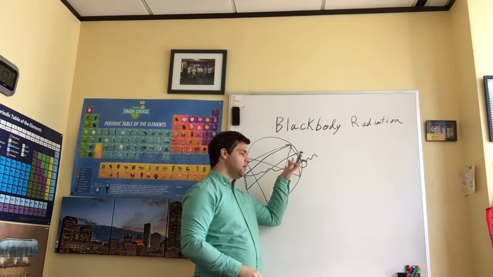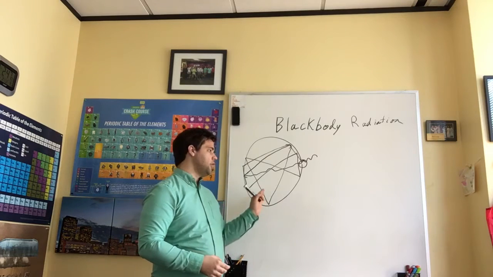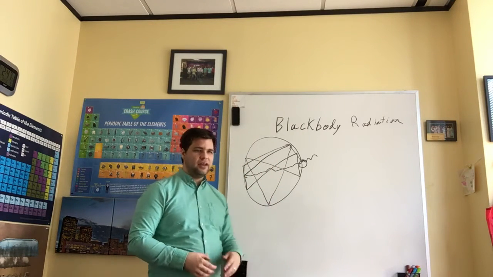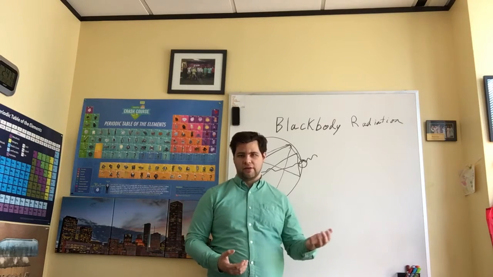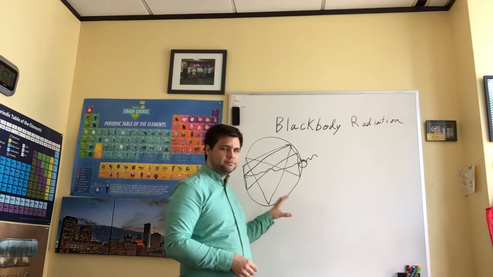So that by the time it does exit the pinhole, it's reached an equilibrium with all the other light waves that exist in this cavity. Essentially, one light wave is the same as any other light wave within this cavity. Okay, so that's an idealized blackbody.